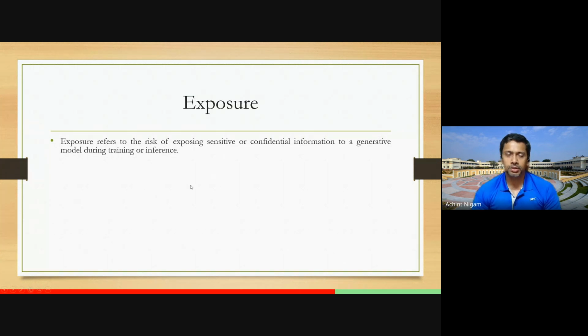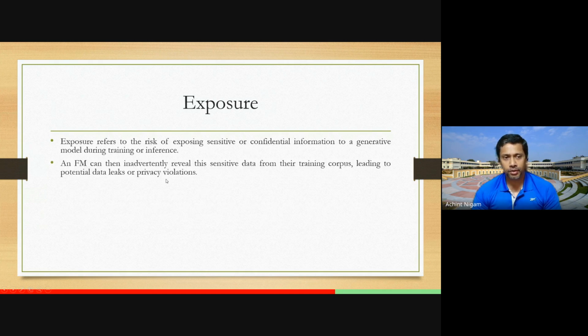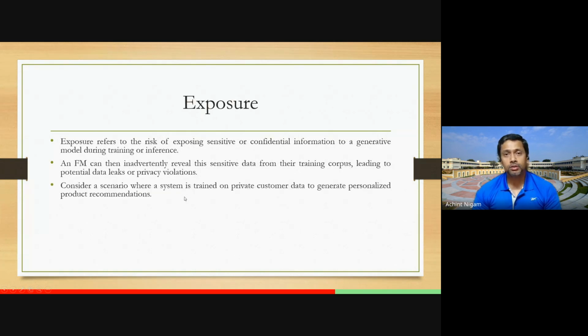So confidential information can be exposed by the generative model during training or inference. Sometimes companies fail to mask the data while training. Masking the data needs to happen, but they supply their original data. So while giving the output, the GPT can even use the exact name. That is what exposure is.